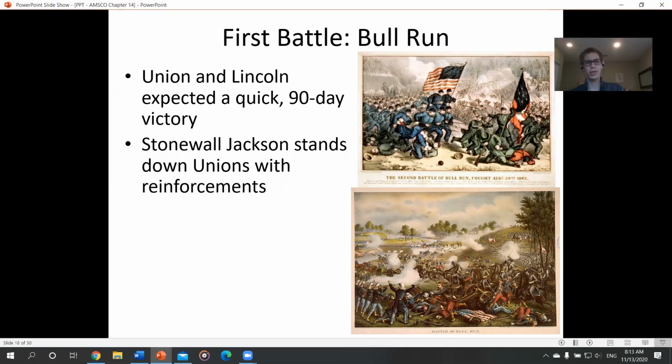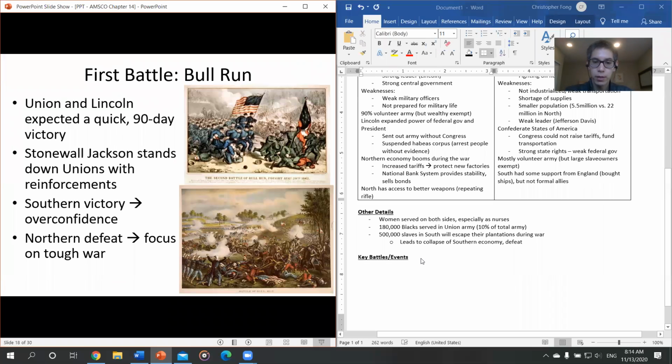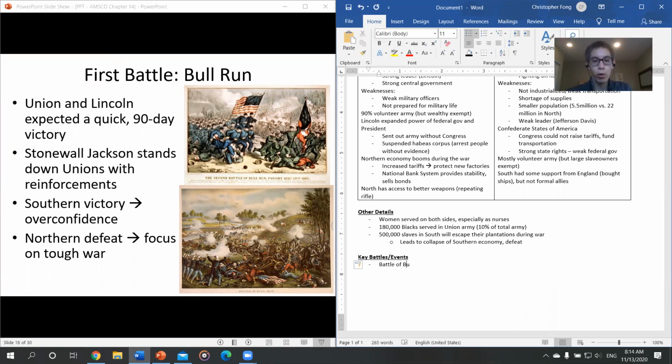Now, for the battles themselves, we're not going to spend a lot of time looking at the battles, but we'll dig into a couple of them. The first battle, the Battle of Bull Run, was a Southern victory. Lincoln expected a quick victory. He thought they were going to fight for 3 months and be over with it. But Stonewall Jackson, that's where he got his nickname, Stonewall, like a wall of stone. He's able to successfully defeat the Union by sending in reinforcements. So when we talk about our key battles, the Battle of Bull Run, this is an early Southern victory.